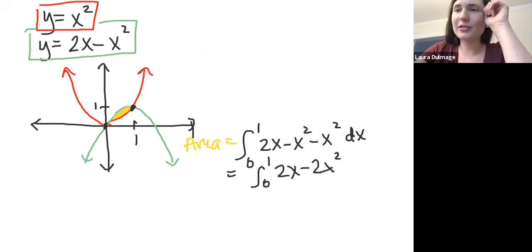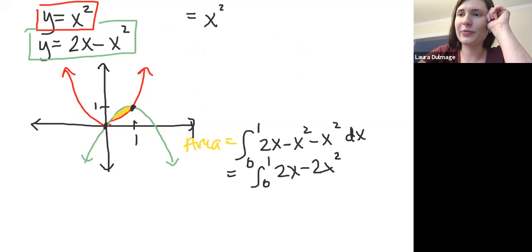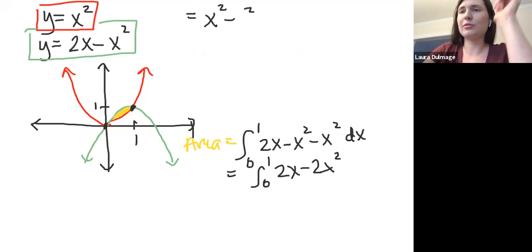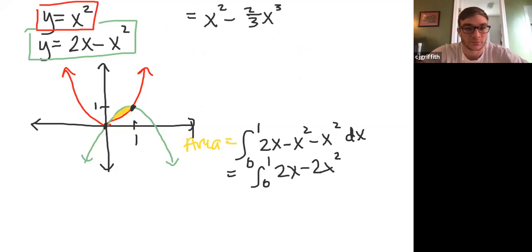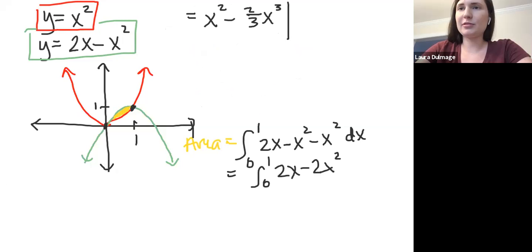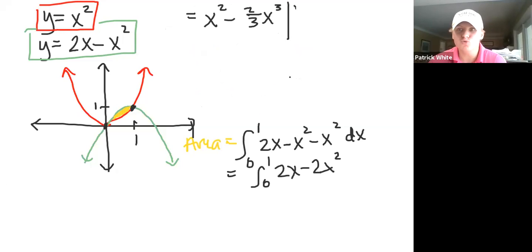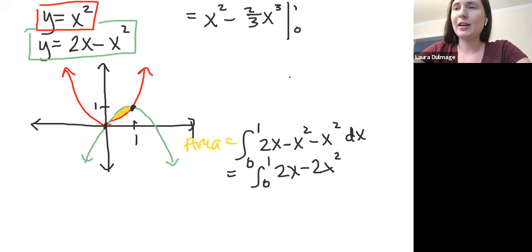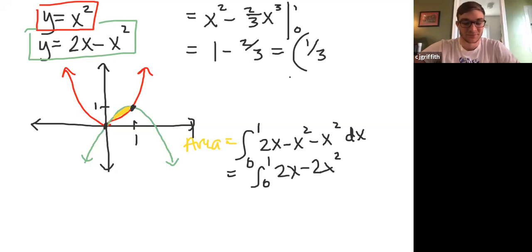So if we integrate 2x, it's just x squared. And then if we integrate 2x squared, it'd be minus 2 over 3 x cubed, from 0 to 1. All right, evaluating it at 1 will give us 1 minus 2/3. And then evaluating at 0 gives us nothing. So 1/3. Nice.